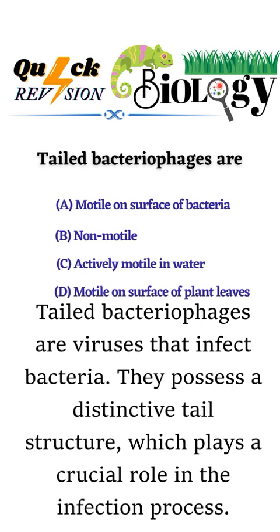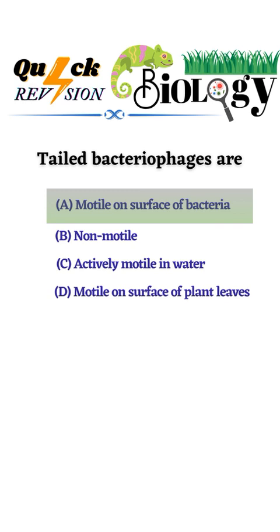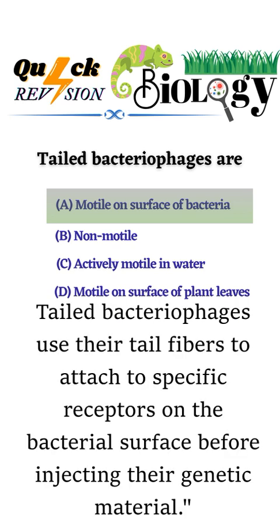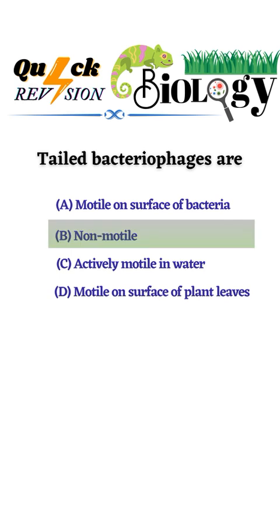Tailed bacteriophages are viruses that infect bacteria. They possess a distinctive tail structure, which plays a crucial role in the infection process. Option A suggests that tailed bacteriophages are motile on the surface of bacteria. This is indeed true. Tailed bacteriophages use their tail fibers to attach to specific receptors on the bacterial surface before injecting their genetic material. Option B suggests that tailed bacteriophages are non-motile.